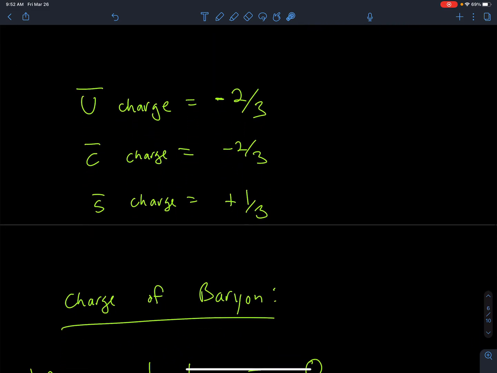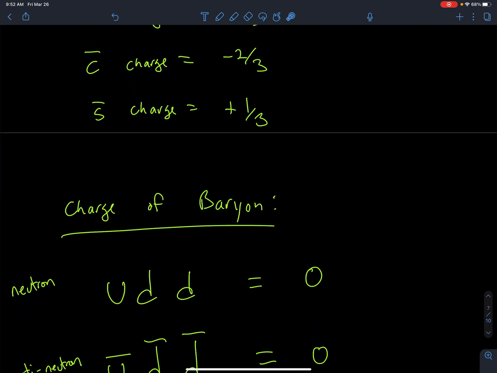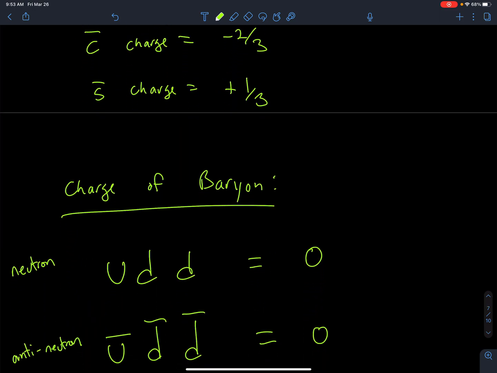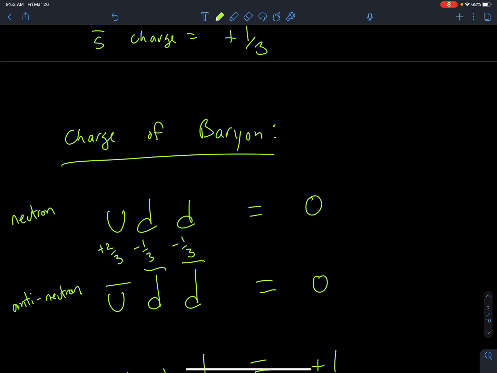So how do we predict the charge of a baryon? To remember what a baryon is: any particle in the atom that contains 3 quarks. So to determine the overall charge of a particle that contains 3 quarks, I have to take a look at that table. So a neutron contains up, down, down, okay? That's the combination of quarks. So if I go back up to this table, I can see the up is 2/3, down is negative 1/3. So positive 2/3, negative 1/3, negative 1/3. If I add that all together, the total charge is 0, okay?